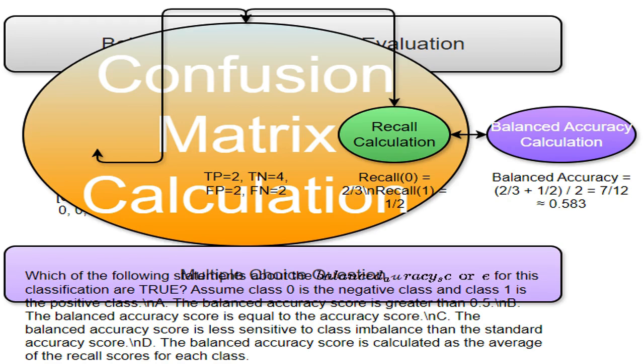Elements TP, true positives, are correctly predicted positive cases. TN, true negatives, are correctly predicted negative cases. FP, false positives, are incorrectly predicted as positive, and FN, false negatives, are incorrectly predicted as negative. I've counted 2 TP, 4 TN, 2 FP, and 2 FN from the given data.